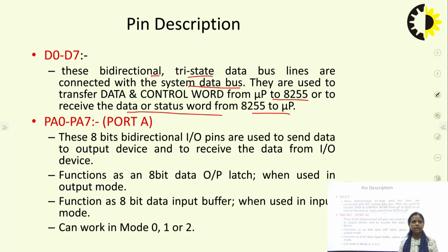So, it will generate a command word according to that. Now, next is PA0 to PA7, which is port A. These are 8-bit bidirectional input output pins and are used to send data to output devices and to receive the data from input output devices. Because these are bidirectional, it can receive also and it can send also data.